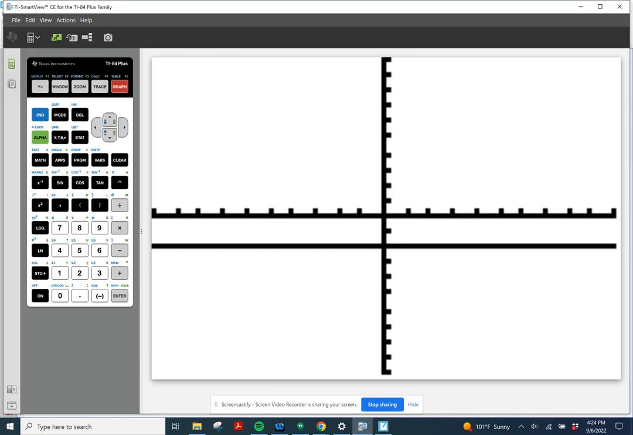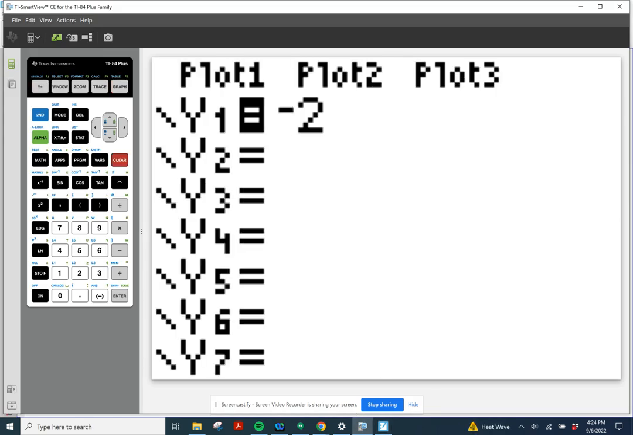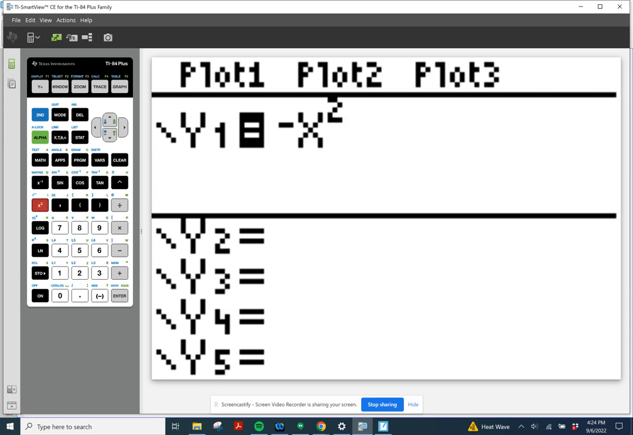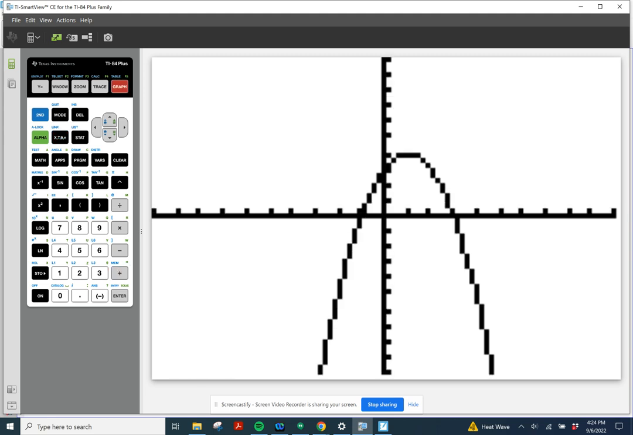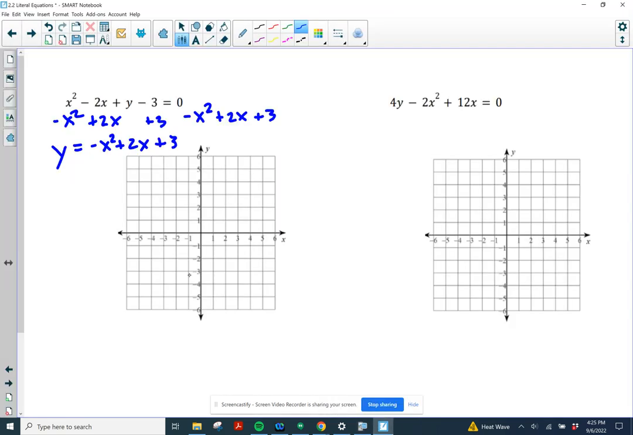So I'm going to go to my y equals, and I'm going to type in -x squared. So there's my -x. There's the square button. Plus 2x plus 3. And I'm going to graph it. And there it is. And we're just going to do a rough sketch on here.